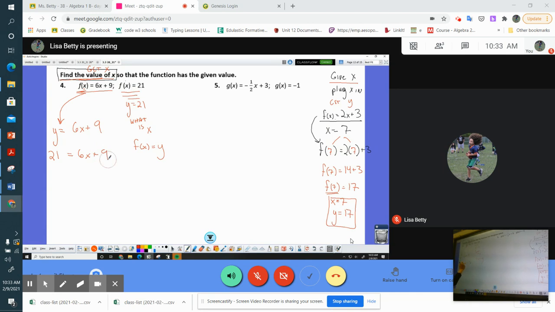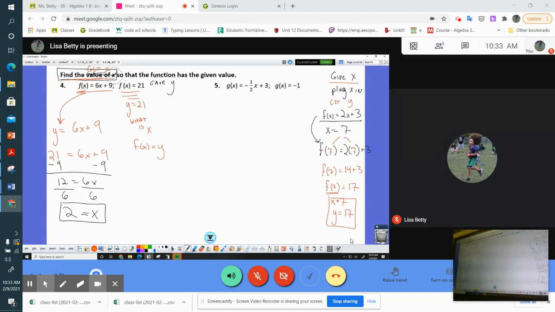Notice how I still have an x left over. I'm not plugging in for x. I'm trying to get x. At that point, you're just going to do the math, and I'm going to subtract 9 from both sides, and I'm going to get 12 equals 6x, and I'm going to divide both sides by 6, and I'm going to get x equals 2. So, once again, they gave me y, and I had to get x.